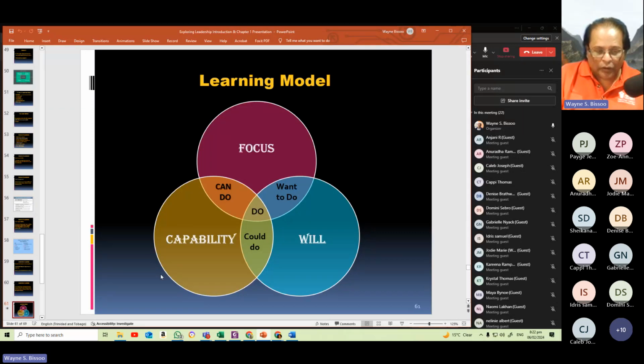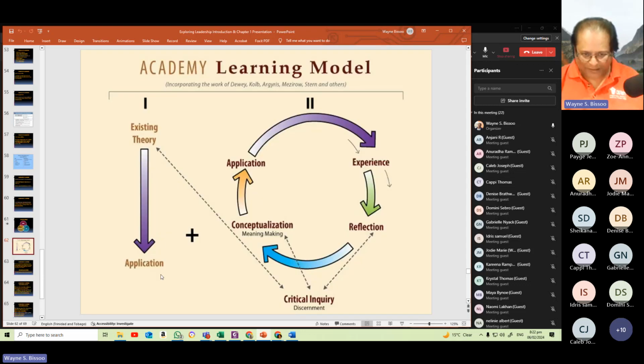So, when we talk about learning now, we have to look at the learning models. When we learn things, we have to engage our focus, our capacity, and our willingness. We need all three of these things working together to be able to learn. If we don't engage all, we can't. All right, so remember that. You could look at this again if you want.